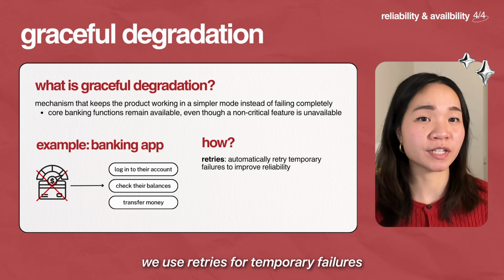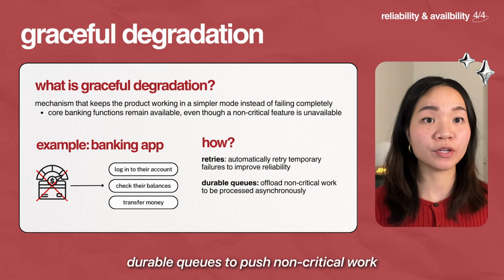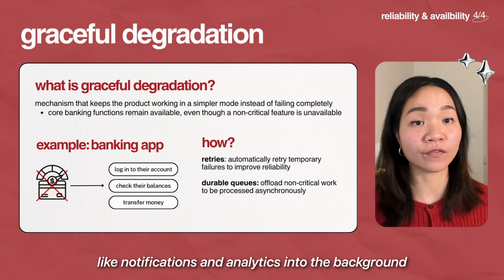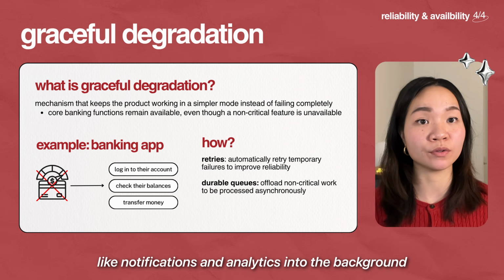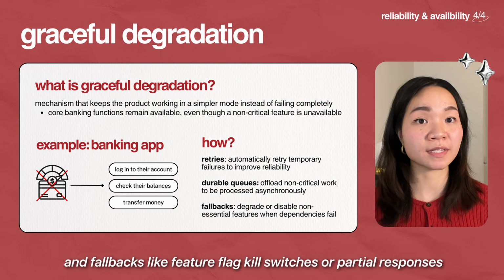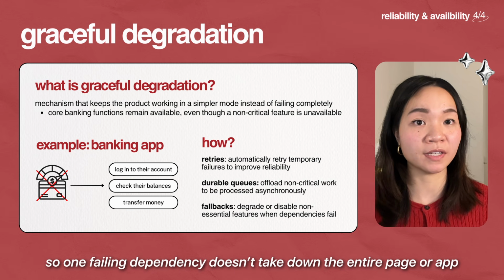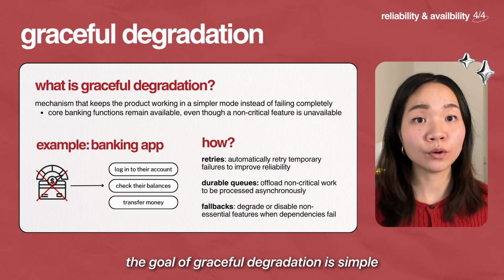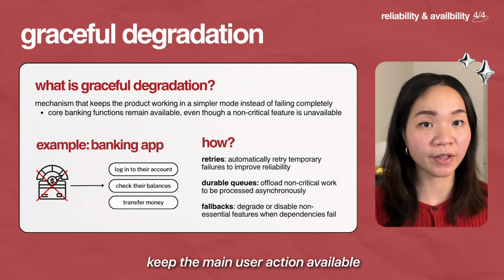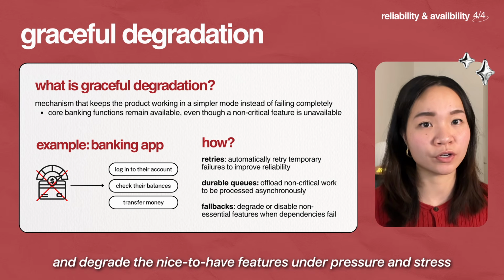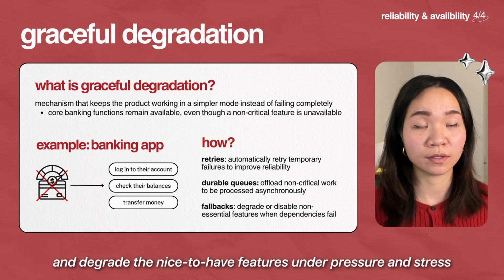We use retries for temporary failures, durable queues to push non-critical work like notifications and analytics into the background, and fallbacks like feature flag kill switches or partial responses so one failing dependency doesn't take down the entire page or app. The goal of graceful degradation is simple: keep the main user action available and degrade the nice-to-have features under pressure and stress.